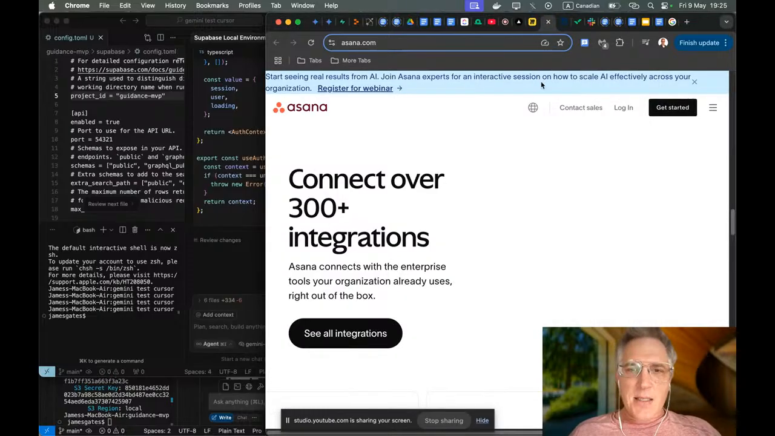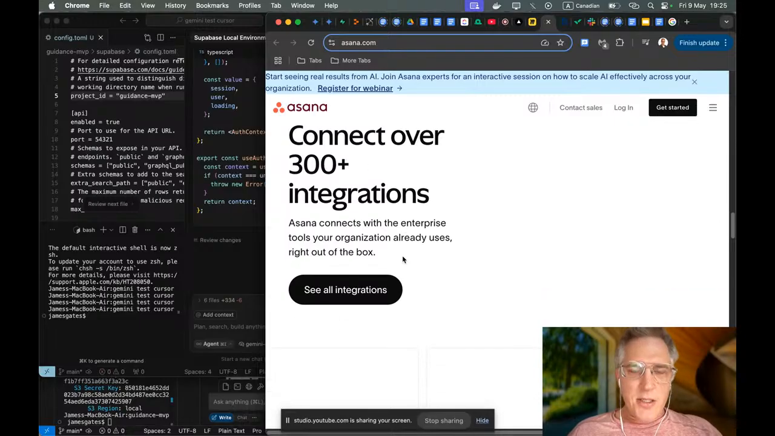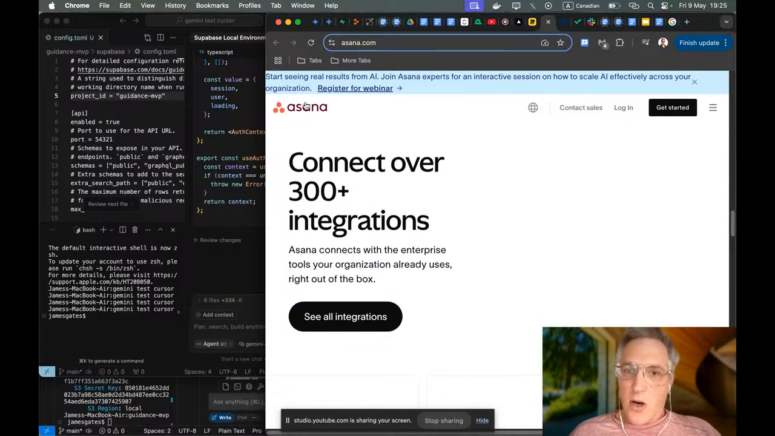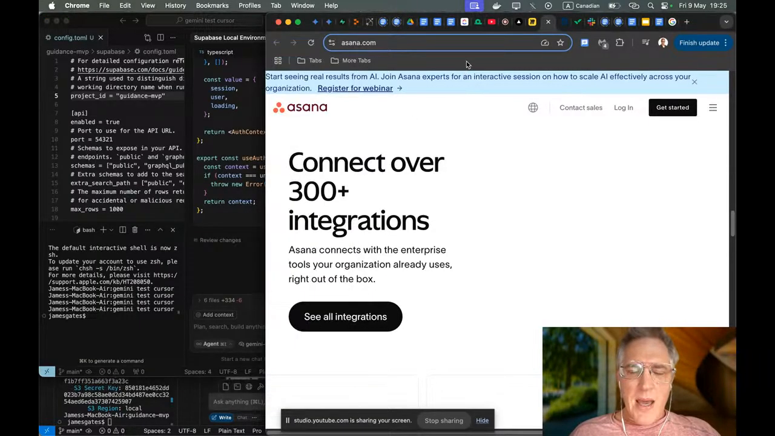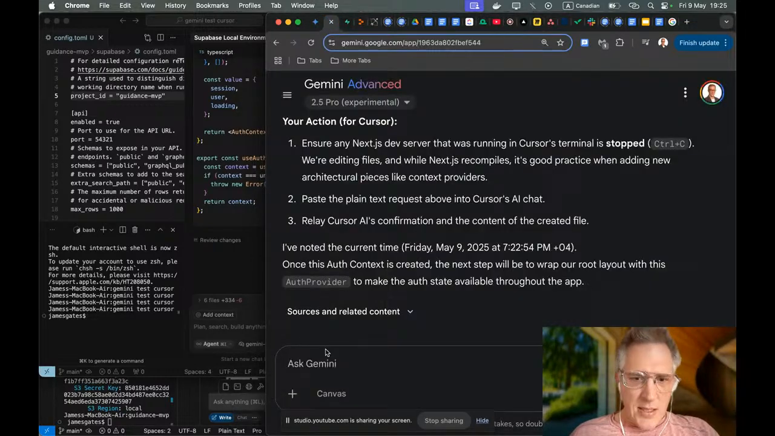Now, given that's the case, Asana connects over 300 integrations. I could start with Asana specifically, and say to Asana, okay, can you make me an image of what types of integrations there are? Say we have integrations that produce lists of things that you should do.